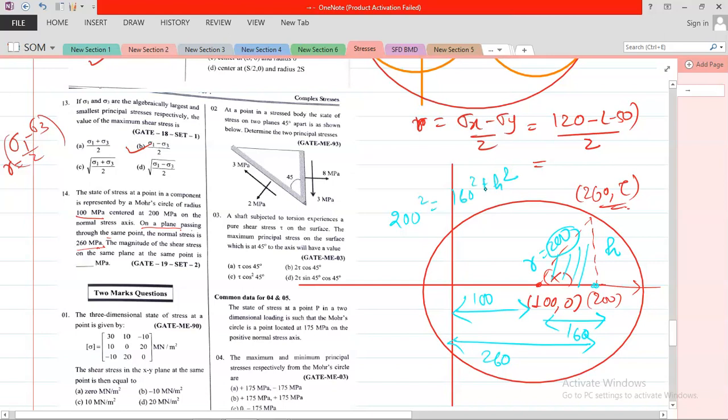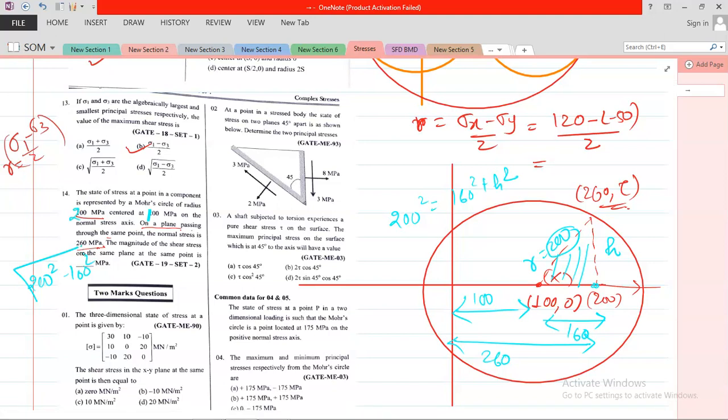Sorry, I put the question in a different way; I am just changing the question slightly, and the value can be the same. So it is given 200 megapascal and 100 megapascal. The value that comes is the square root of 200 squared minus 160 squared. You can solve it: the answer is 120, so the shear stress is 120 megapascal.